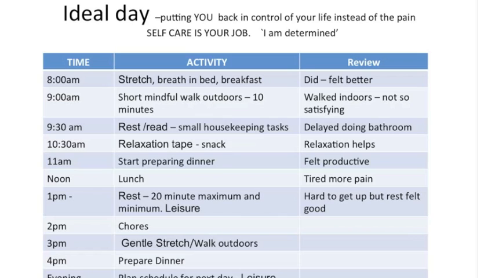Come back and rest as soon as you've done a vigorous activity. Small household tasks, then relaxation tape. That's as important as any job you're going to be doing during the day. A lot of people already mentioned they start their dinner in the morning. They feed themselves regularly. We need food for energy and especially for dealing with pain.